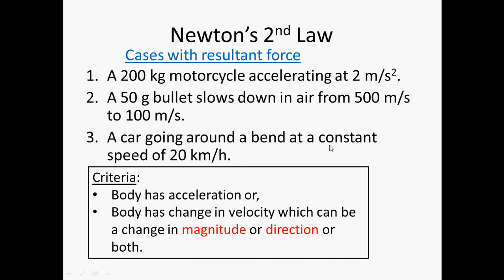In the third case, it is not easy to see, but you need to know that so long as there's a change either in magnitude or direction, there is a change in velocity, and hence there is resultant force. So in this case, although there is constant speed of 20 km per hour, the object is moving around a bend. So obviously, when it moves around a bend, there will be a change in direction. So this case will still fulfill Newton's second law. Alright, so there's resultant force.